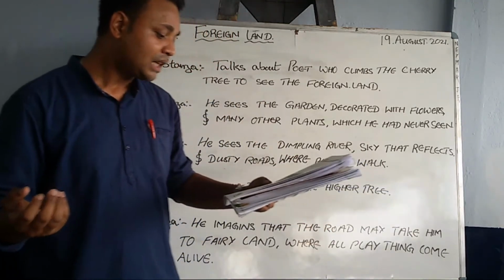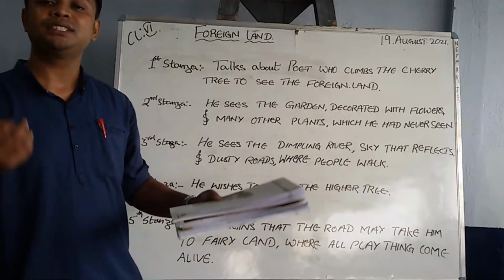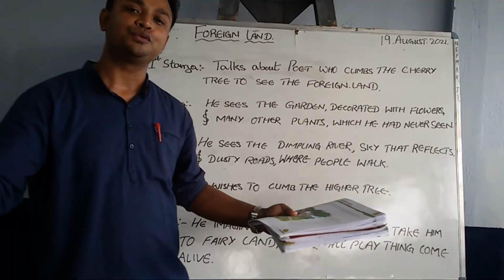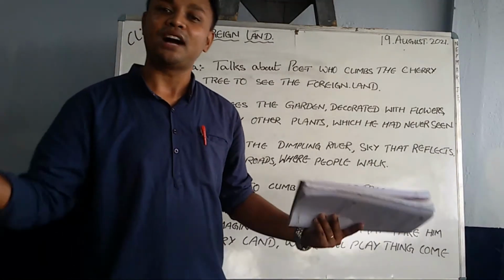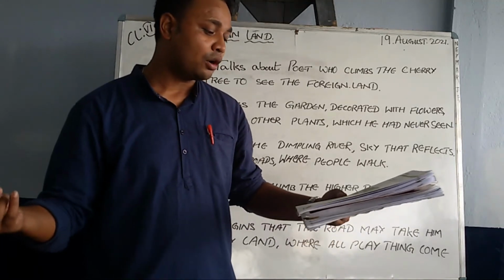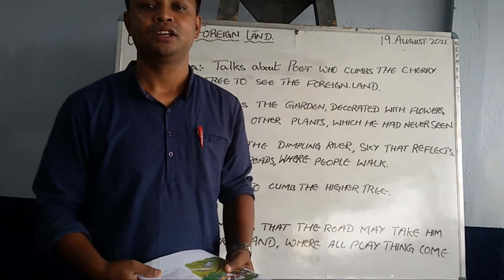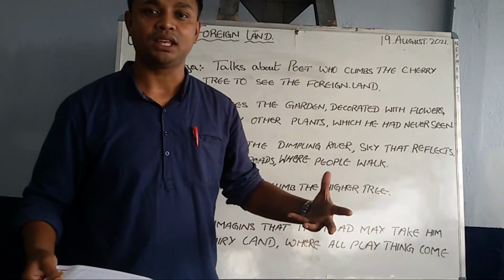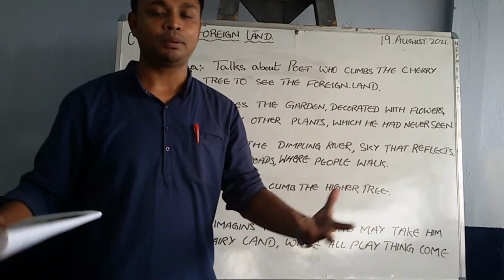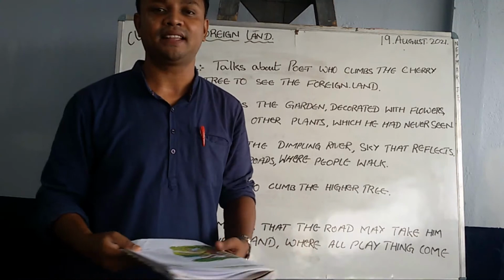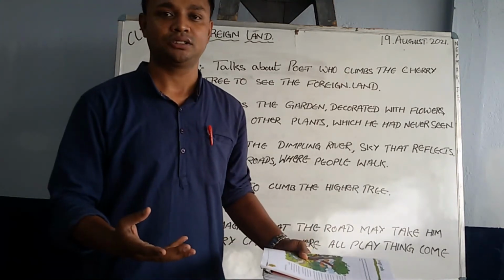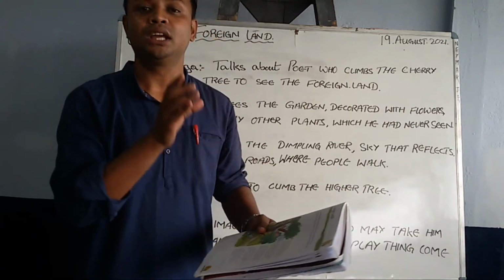Okay? And then, where all the children dine at 5, where all of us have our dinner at 5 o'clock, and where all the playthings come alive. The playthings that I have with me become alive. We might have seen Toy Story, no? It's something like that. He is wishing like that. Okay? And the poem ends here.